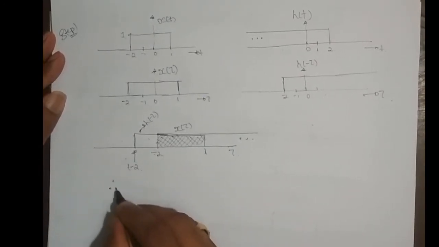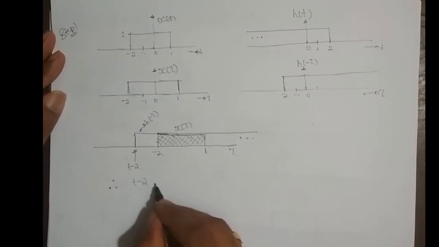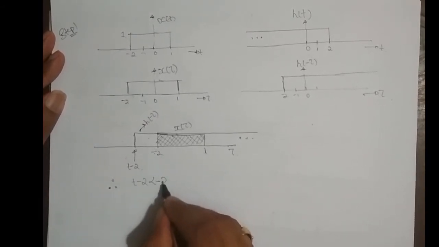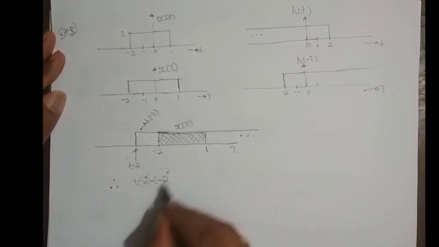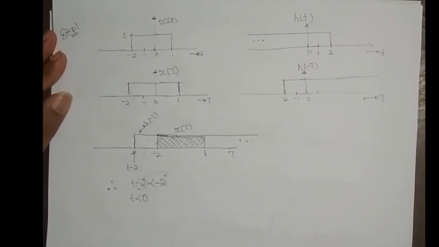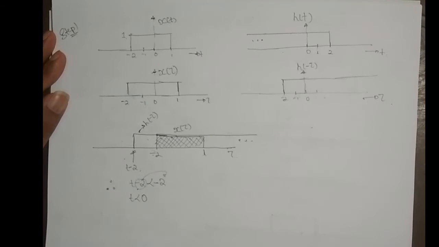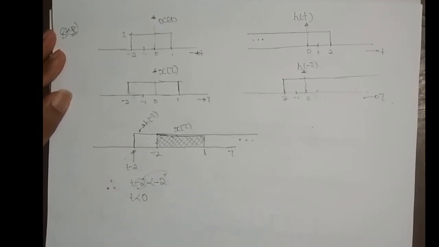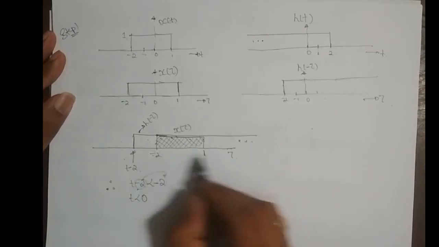So therefore t minus 2 is less than minus 2. If I write it in terms of t, t is less than 0, because minus t goes to the other side. So minus 2 plus 2, minus 2 goes to the other side. Minus 2 plus 2 is 0. So for t less than 0, what is the output?